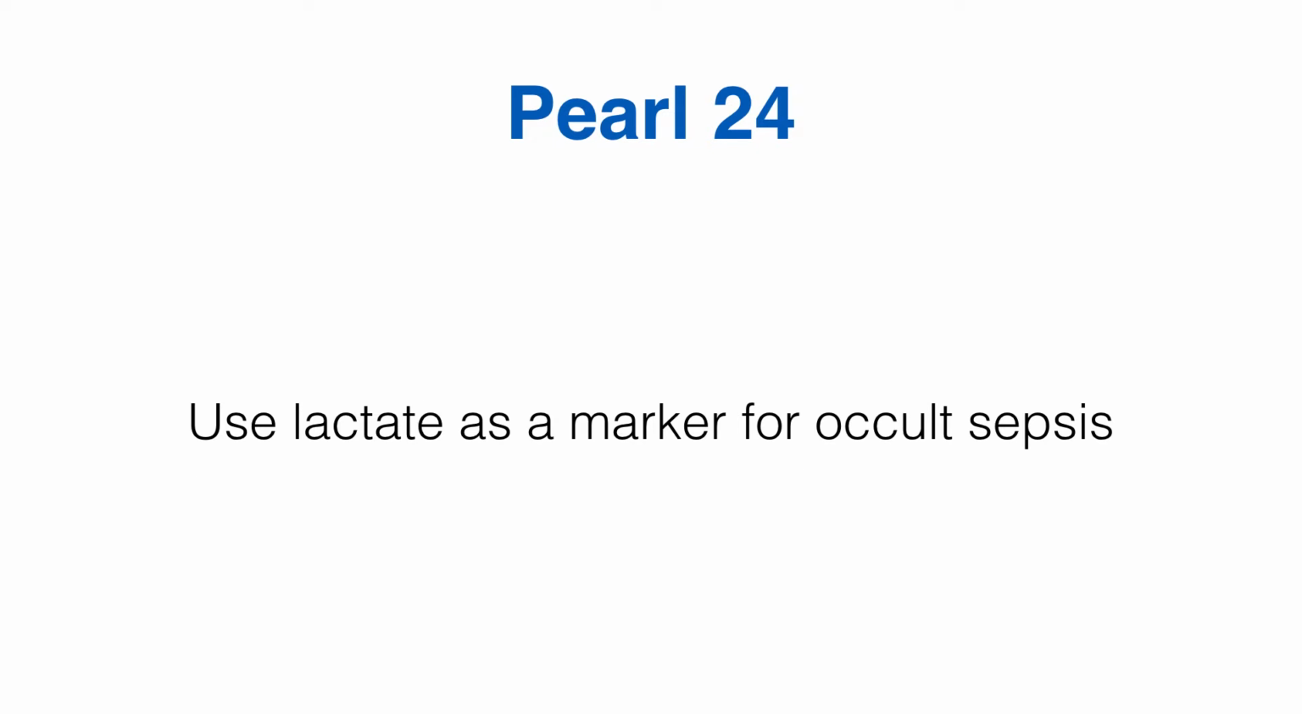Okay, peril number 24. Peril number 24 is use lactate as a marker for occult sepsis. So the traditional teaching was that lactate was the product of anaerobic metabolism, and the thinking was that you weren't delivering enough oxygen to the tissues, so they switched from aerobic to anaerobic metabolism and you produce lactate.